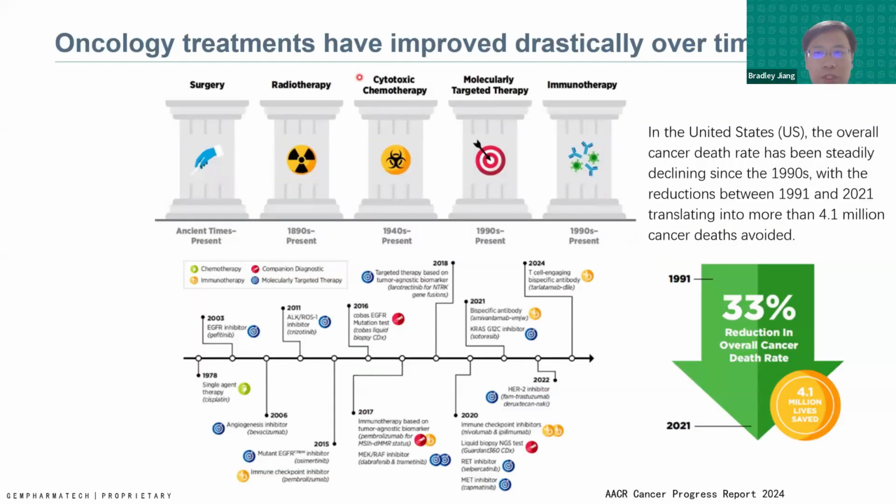Since oncology treatment has improved drastically over time, emerging treatments, targeted therapy and immunotherapy, together with surgery, radiotherapy, and chemotherapy, contribute to the 5 pillars of cancer treatment. Precision medicine and early screening in conjunction with these emerging therapeutics have dramatically reduced the mortality rates for oncology patients.